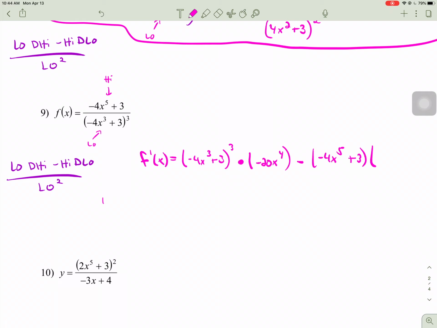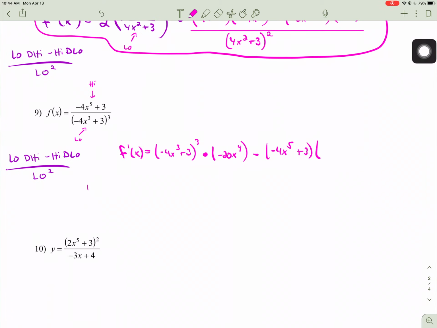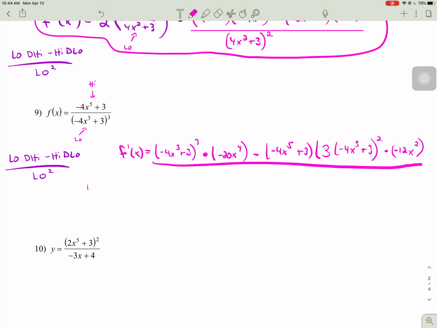times the derivative of the bottom, and this is where it starts to get a little long. The derivative of the bottom, you have to do chain rule first, so 3 (negative 4x cubed plus 3) squared times the derivative of the inside, negative 12x to the second, over the denominator, the low squared. All right, and you could try 10.